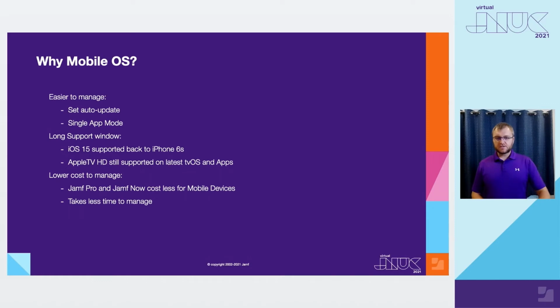The other one is you get a tremendously long support window for these mobile devices. You look at iOS 15 and it goes all the way back to the iPhone 6S. That's what, a 7 or 8 year old phone at the time of this recording. Apple TVs, you can go all the way back to the Apple TV HD, which is an 8 or 9 year old device, and it still functions, generally speaking, as intended. Obviously, newer hardware is faster, but it works traditionally well.